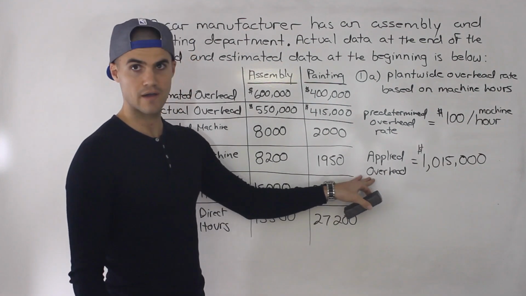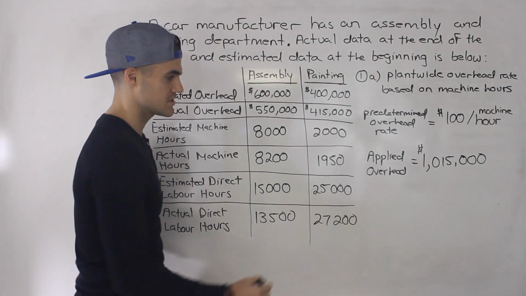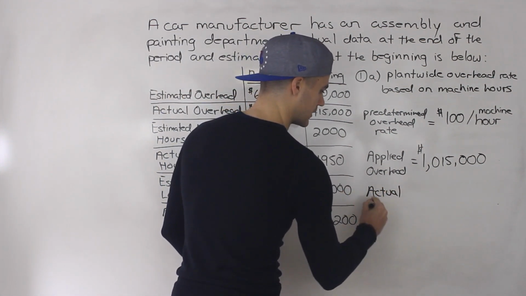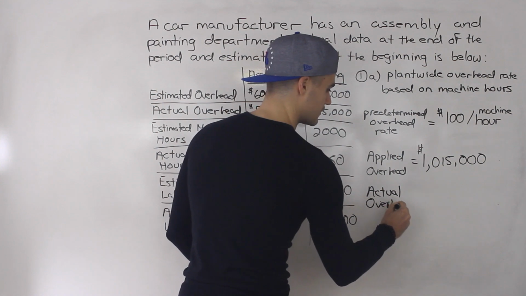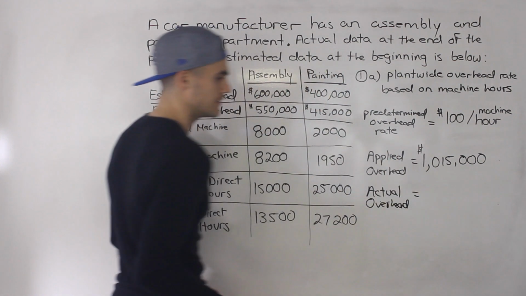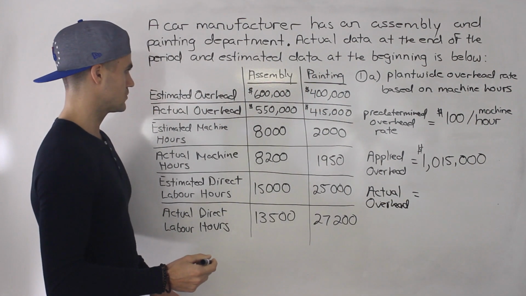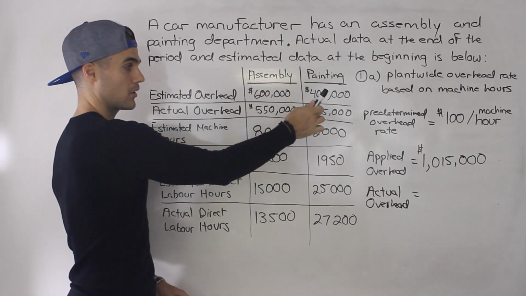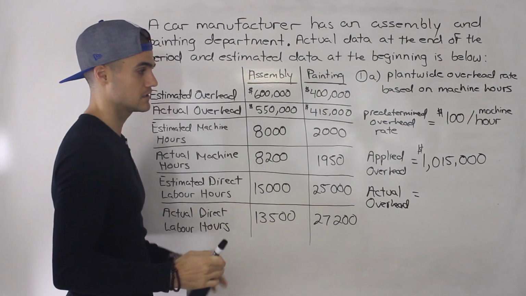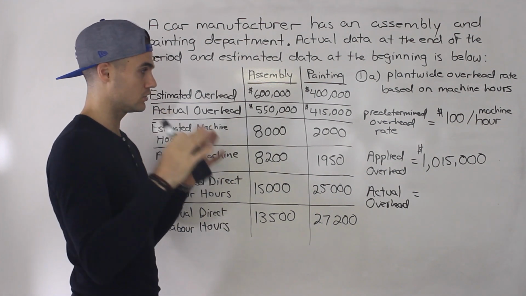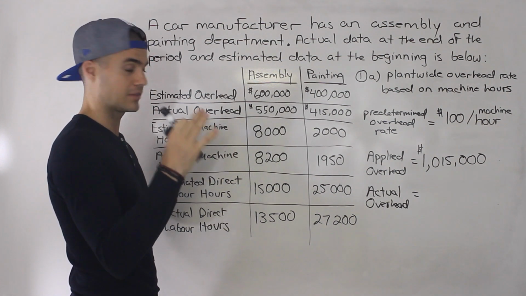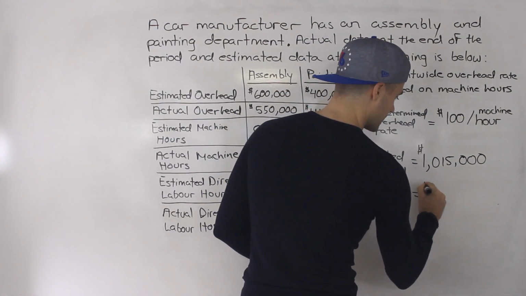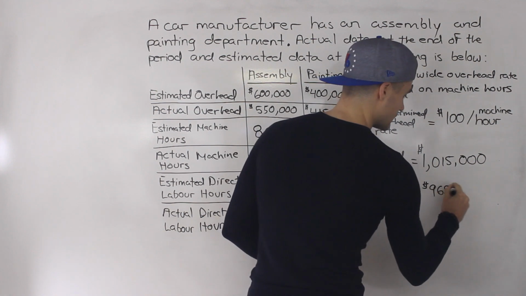So now that we have our applied overhead, we just have to compare it to the actual overhead, because we're calculating the variance. The variance is the difference between the actual and the applied. And then the actual overhead is here. 550,000 for the assembly department, 415,000 for the painting. We're looking at it on a plant-wide basis, so we got to total those numbers up. And when you total them up, you would get 965,000.